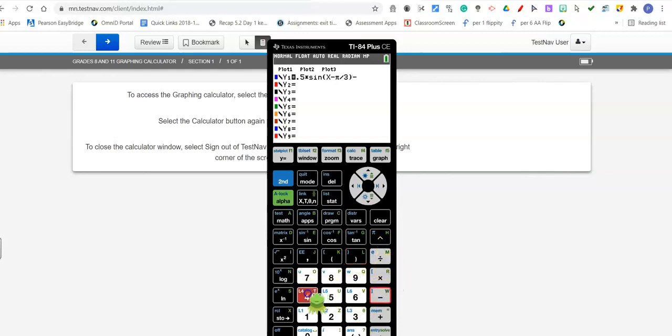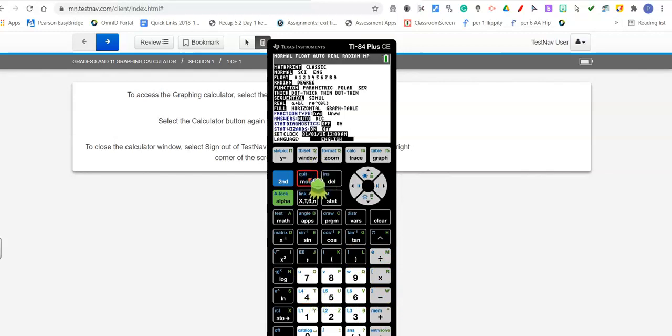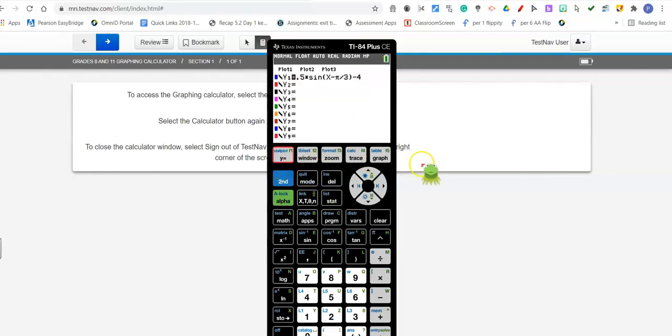subtract 4. Now before I graph it, I'm going to look at my mode. I'm in radian mode. You'll want it in radian mode. So let's go back. Everything looks good. I'm going to hit graph and see if my window is set up right. Oh, yeah, my window's not too bad. I could zoom in a little bit if I wanted to, but I can see up there how I'm getting quite a few cycles, right?